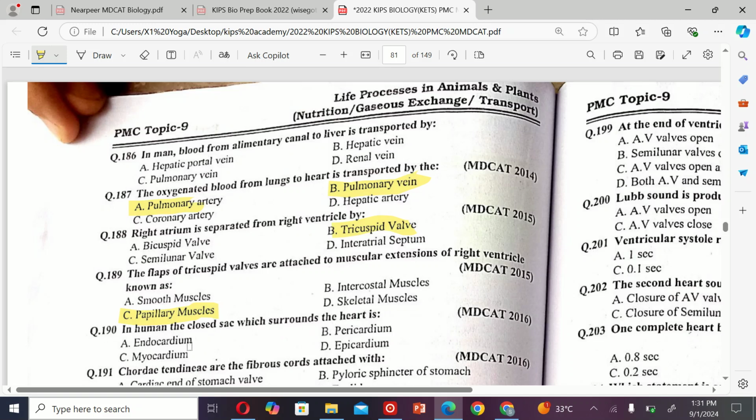The next MCQ is: in humans the closed sac which surrounds the heart is A. Endocardium, B. Pericardium, C. Myocardium, and D. Epicardium. So the correct option is B.